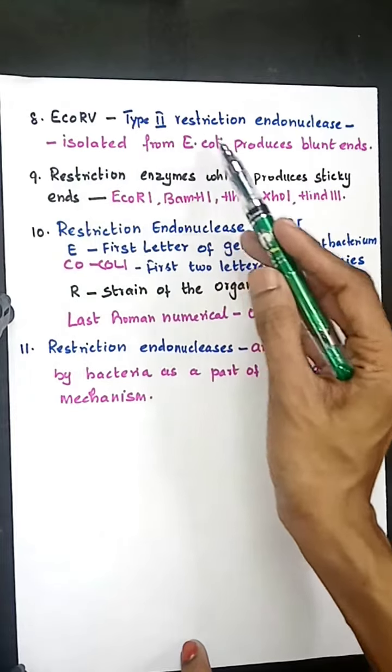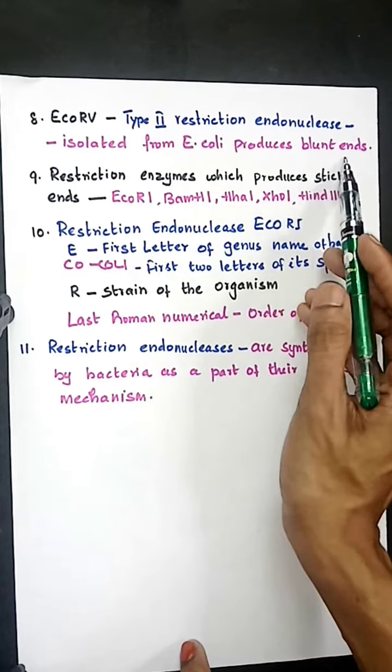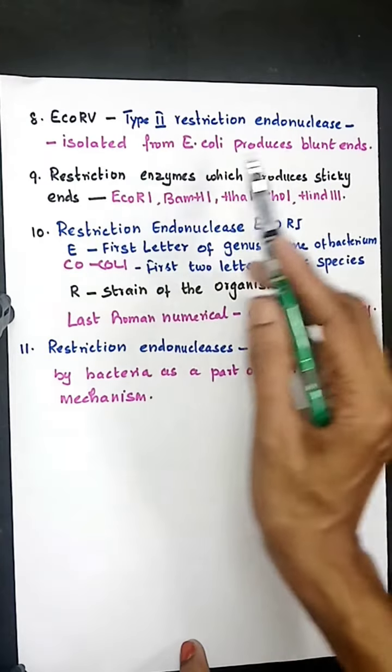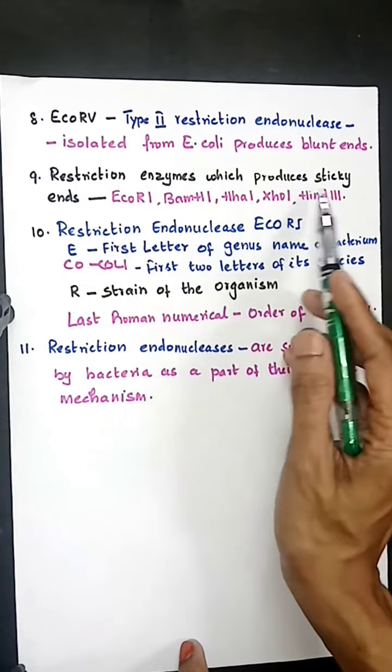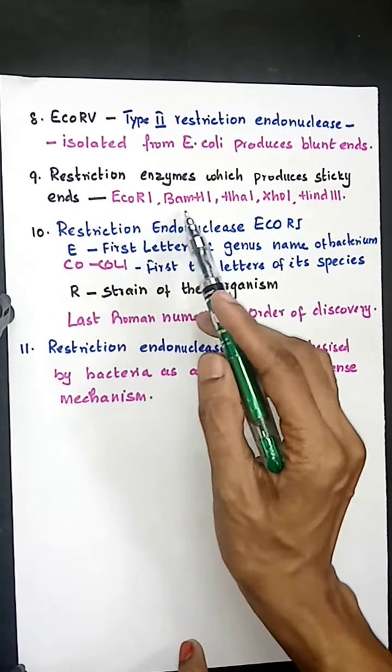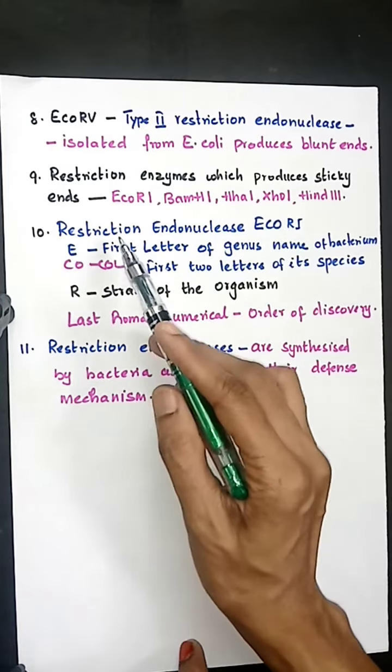EcoRV is a type 2 restriction endonuclease. It is isolated from E. coli and produces blunt ends. This is an important MCQ: which restriction enzymes produce blunt ends and which produce sticky ends. Restriction enzymes which produce sticky ends are EcoRI, BamHI, HhaI, XhoI, HindIII.